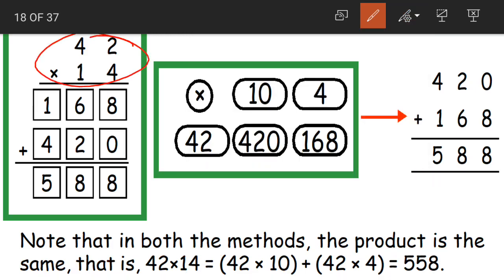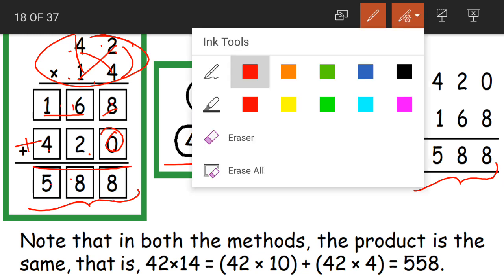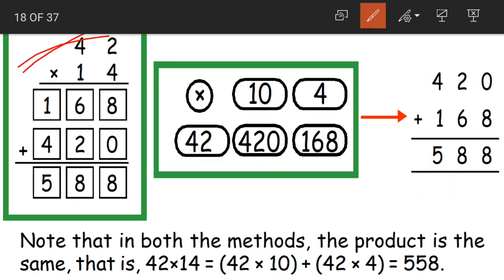No matter if we multiply directly like this or we split the number and then multiply, the product will be the same. We know how to multiply 42 by 14, right? Yes, 4 2s are 8, 4 4s are 16. Before multiplying with 1, put 0. 1 2s are 2, 1 4s are 4. Adding them up, 8, 8 and 5. So this is clear, 42 into 14.